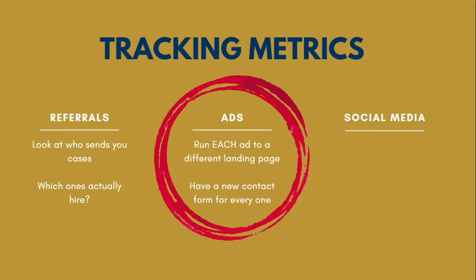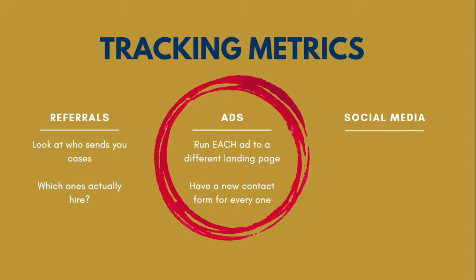All right, so next one, ads. When we talk about ads here, we're talking about pay-per-click, we're talking about Facebook ads, we're talking about anything where you are paying for eyeballs on your specific cases. And just because you're running pay-per-click, you might really have 50 or 60 different ads inside of that pay-per-click campaign. So we want to run each ad to its own landing page, or we want to run each ad to its own CallRail phone number. We want to do something where we know the exact specific ad.